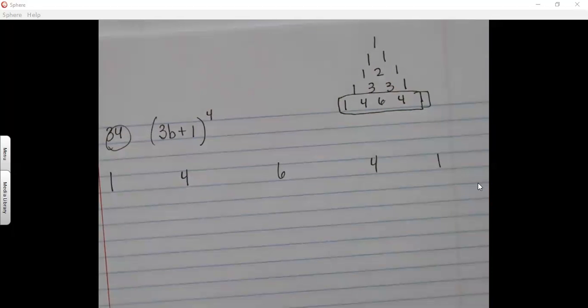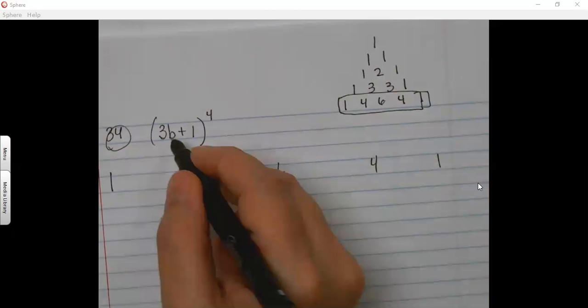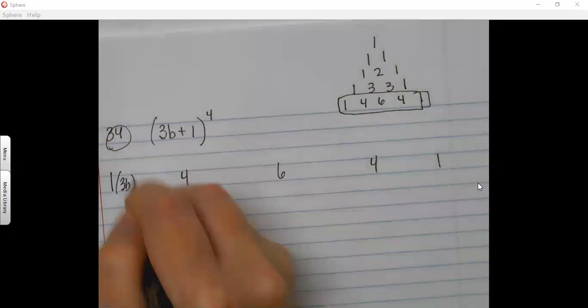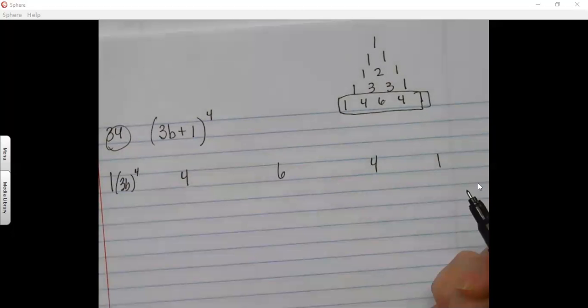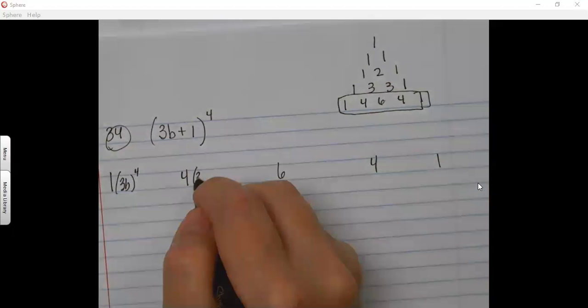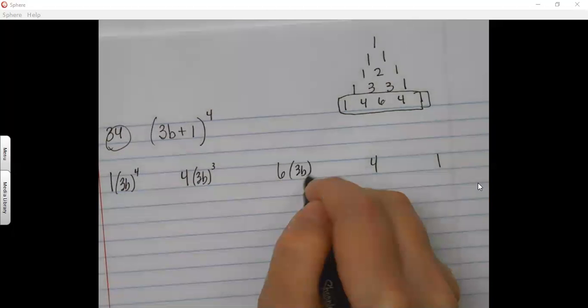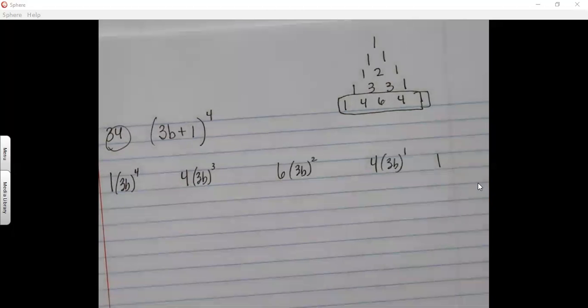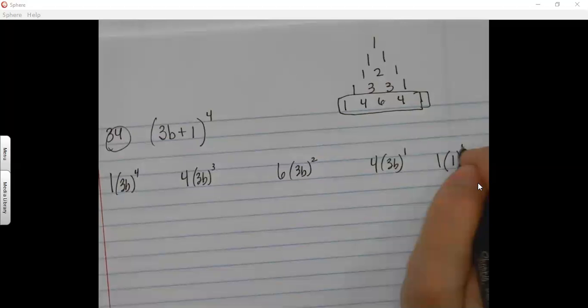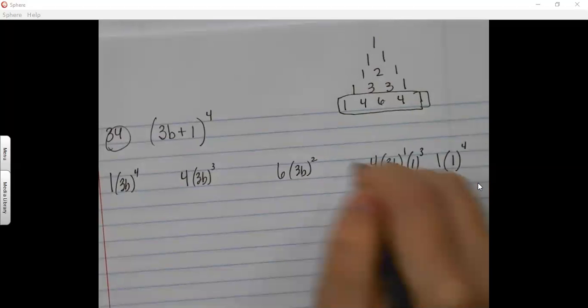3b, the whole thing is raised to the 4th power. If you just put 3b to the 4th, that's not right because the 3 is also being raised to the 4th power. And then you go down, 3b quantity cubed, 3b quantity squared, 3b quantity to the 1st, and the last term is 3b to the 0, which is 1, so I don't even put it. Then I go to the plus 1 part. That's the second term of the binomial. I'm going to put that on the very end and raise it to the 4th power. Then I'm going to go backwards to the 3rd, to the 2nd, to the 1st. And then my first term does not get the last term.